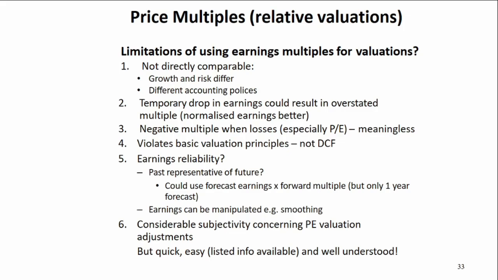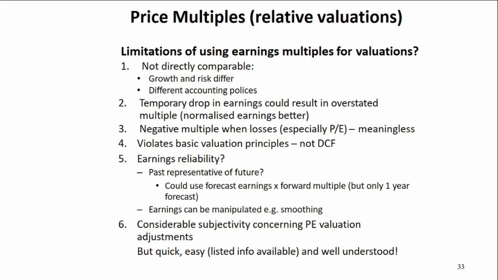When calculating your maintainable earnings, one needs to assess the reliability of these earnings. Can we say, because these earnings have taken place in the past, that they are actually representative of the earnings that will take place in the future? In most cases, the PE ratio we are using is the historical PE ratio, which means we have to use historical earnings. It is possible to use forecast earnings, but only when you have a forward multiple. Earnings could also be manipulated through smoothing, and this would have an impact on our equity value.